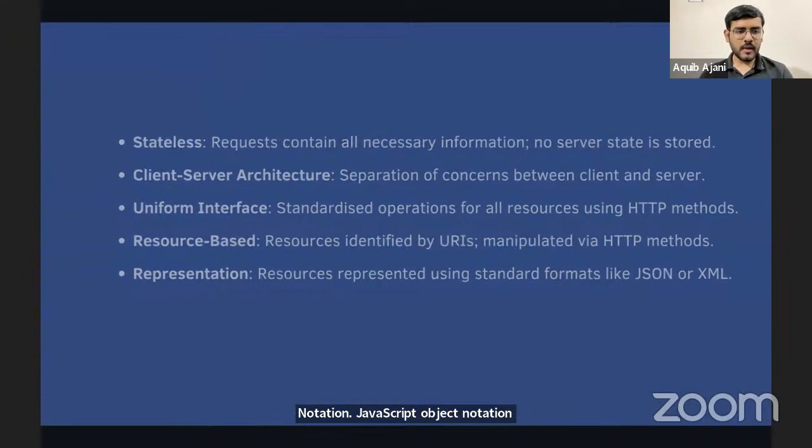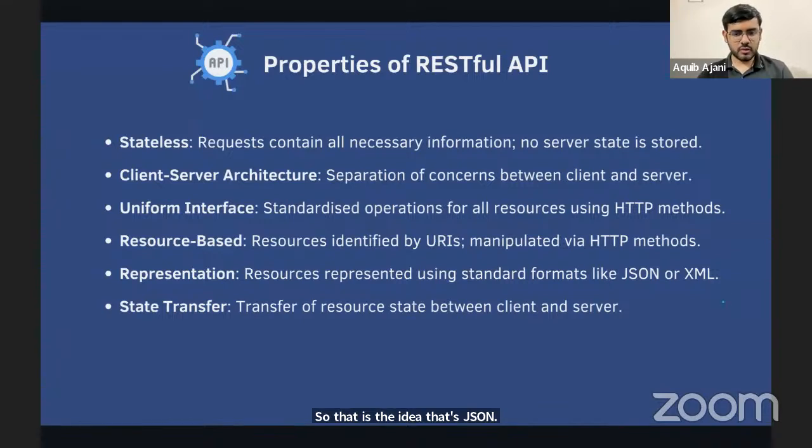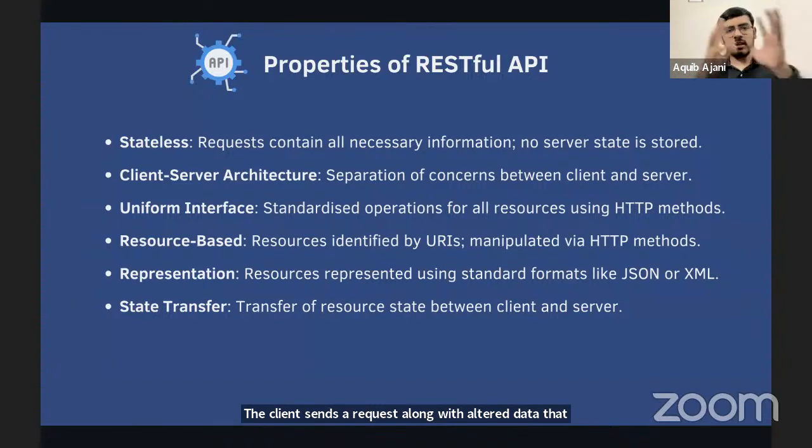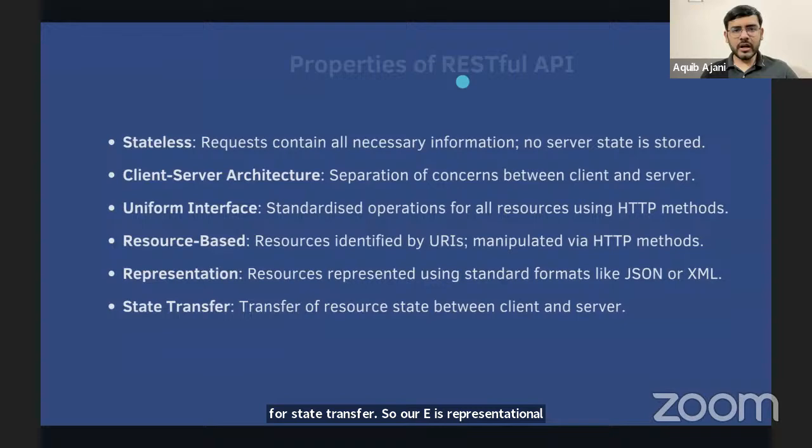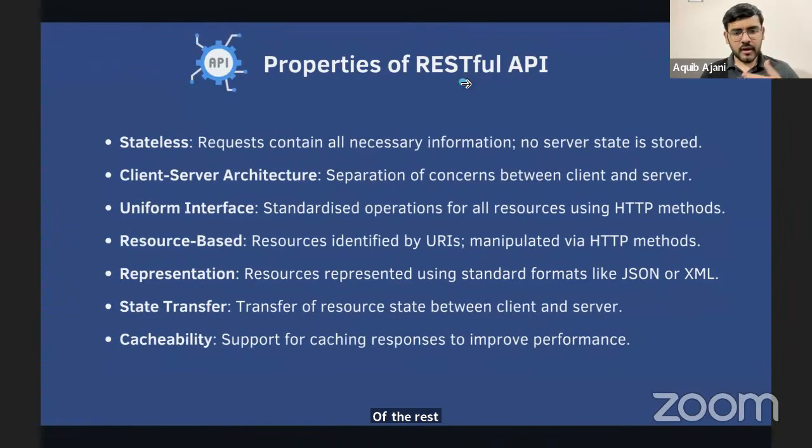That's JSON. Then we have the state transfer. So this is where we have resource sharing between the client and the server. The client sends a request along with all the data that needs to be sent, and then the server responds with a response, again consisting of all the data that needs to be sent. So that is state transfer. Again, the ST in REST stands for state transfer. So RE is representational, ST is state transfer. That is the full form of REST API, right? Representational State Transfer.